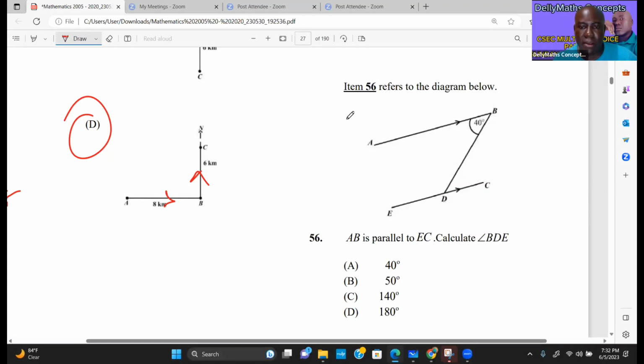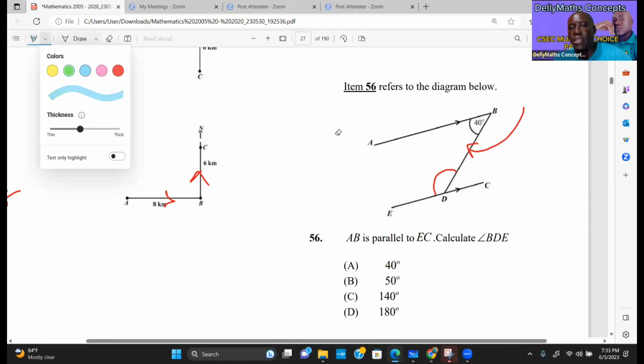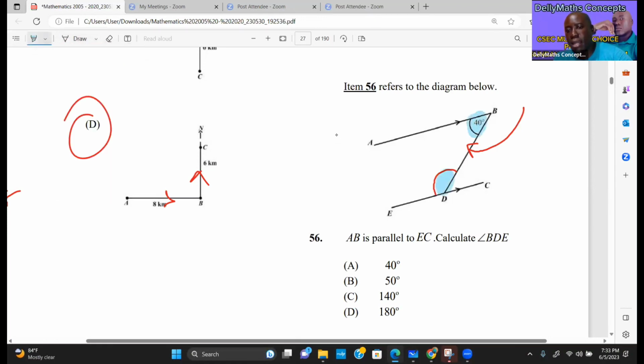I think 56 refers to the diagram below. AB is parallel to EC. They want us to calculate angle BDE. You could use co-interior angles. Co-interior suggests that if you're between two parallel lines and you're on the same side of the transversal, those angles would add to give 180. So this angle plus this angle, they add to give 180 degrees.